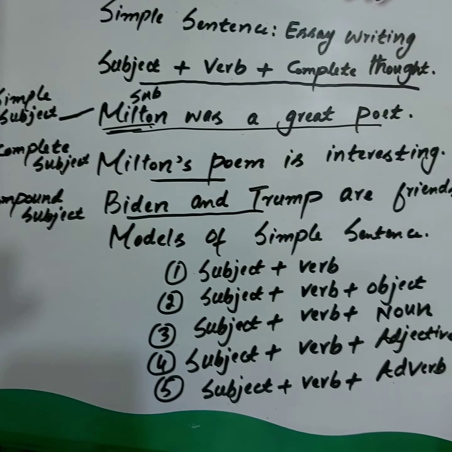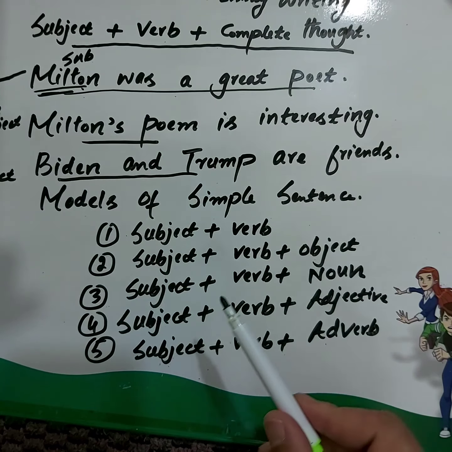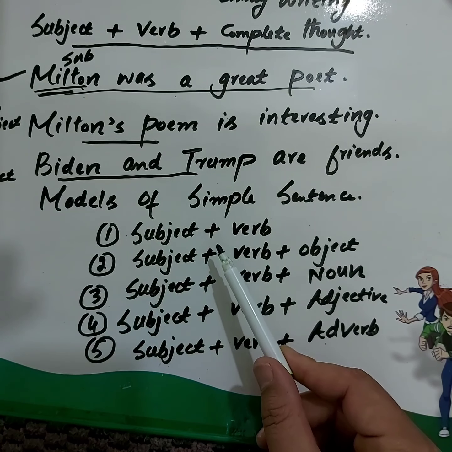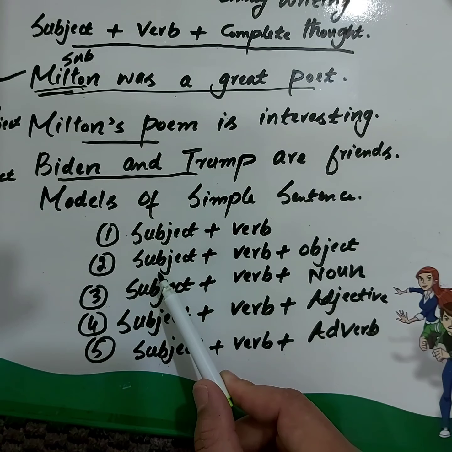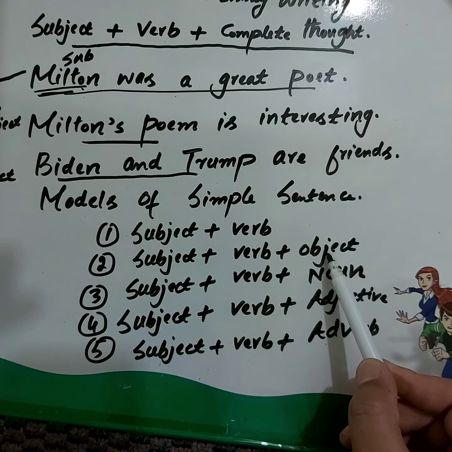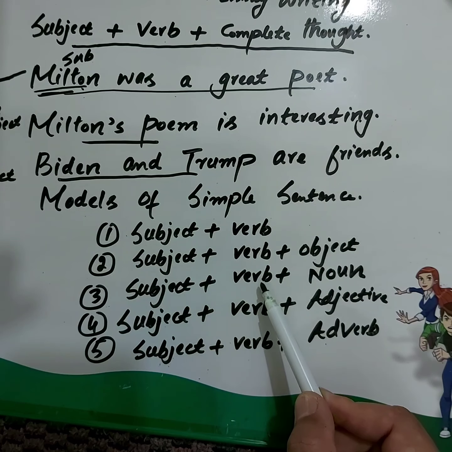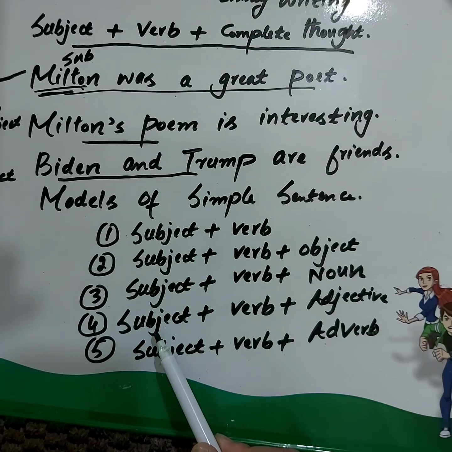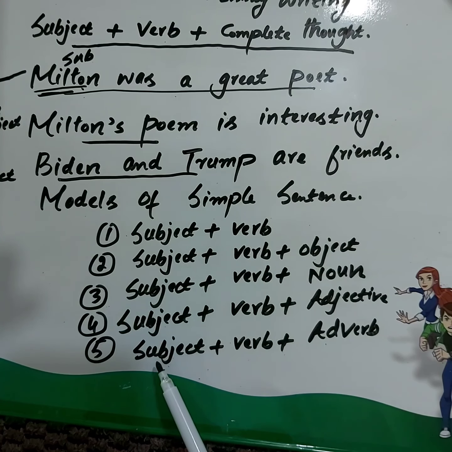Now, students, we will talk about models of a simple sentence. The first model relates to subject plus verb. The second model relates to subject plus verb plus object. The third model relates to subject plus verb plus noun. The fourth model relates to subject plus verb plus adjective. The fifth model relates to subject plus verb plus adverb.